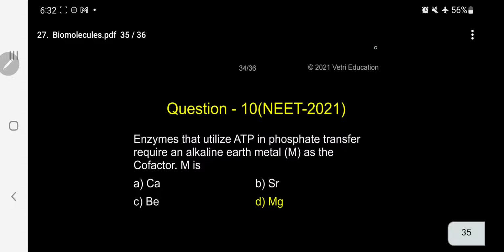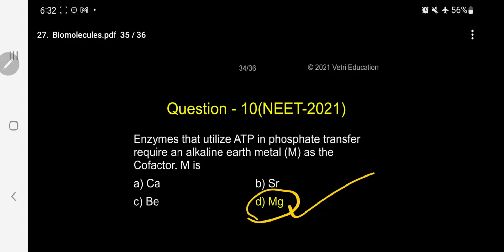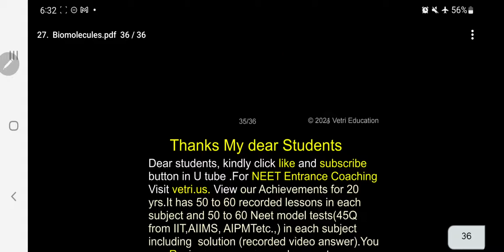Now we will come to the correct answer, which is magnesium. Let me explain that. ATP, adenosine triphosphate, is activated due to the presence of magnesium ion. Every enzyme that utilizes ATP in the transfer of phosphate requires an alkaline earth metal, specifically magnesium, as cofactor. So M is nothing but magnesium. That is the correct answer.